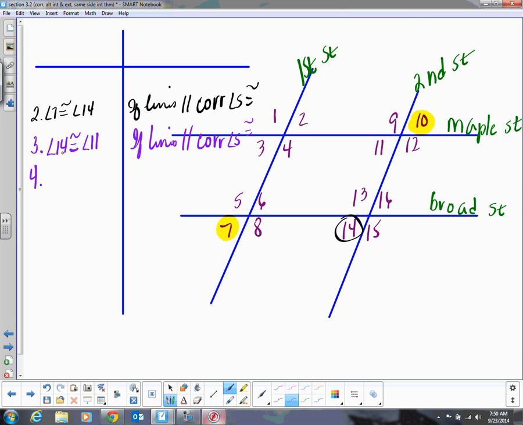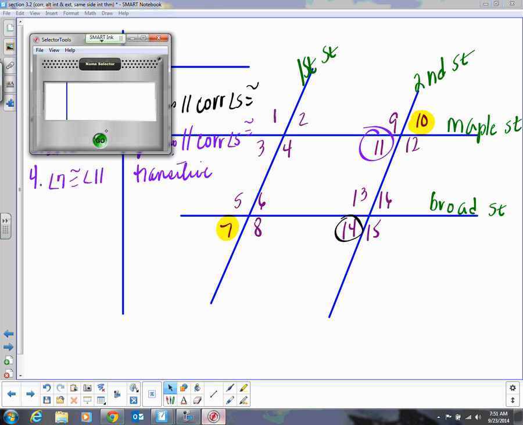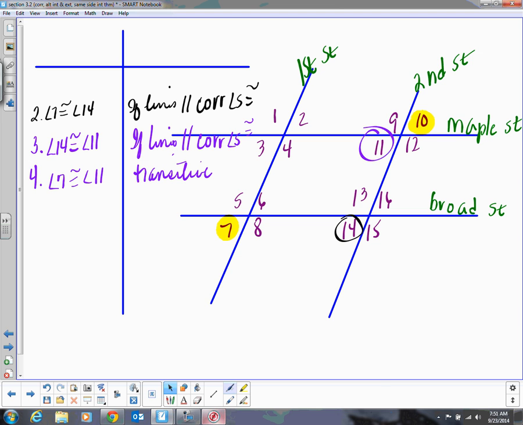7's 14, 11's 14. What can we say? 7 is equal to 11. And what's that reason? Transitive. All right, we're at 11. What links 11 and 10? Brittany? They're vertical. Angle 11 is equal to angle 10, and what's the reason? They're vertical. Vertical angles are congruent.